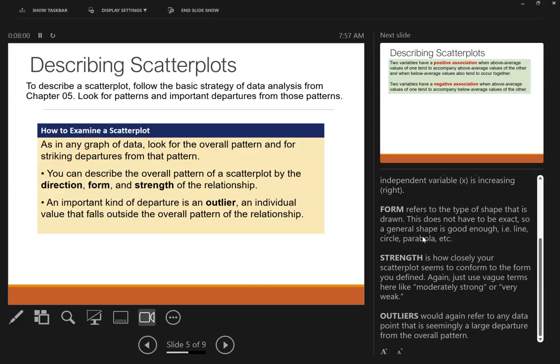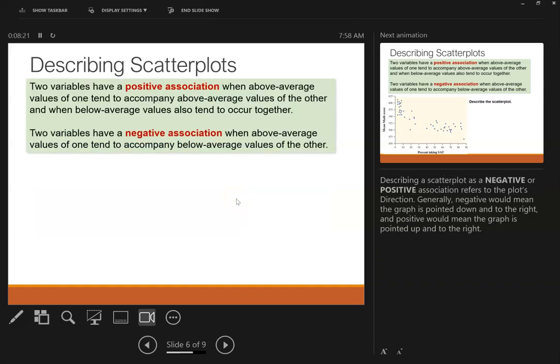The strength is going to be describing how tightly that data fits onto a line, or whatever the curve is that we think the shape is. Is everybody okay with that? And then we know what outliers are. We've talked about those, right? Okay.